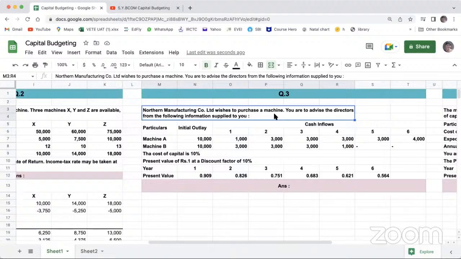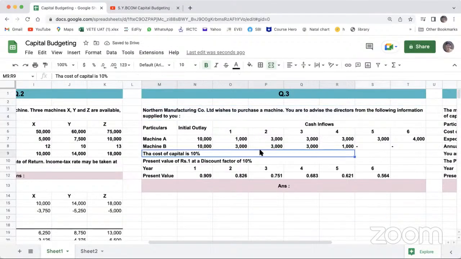What has been given to us? Northern Manufacturing Company Limited wishes to purchase a machine. You have to advise the directors from the following information supplied to you. What information has been given? In the particulars, we have been provided with 2 machineries whose initial investment is the same, which is 10,000, and you are given the cash inflow for 6 years for one machine and 4 years for the other machine.